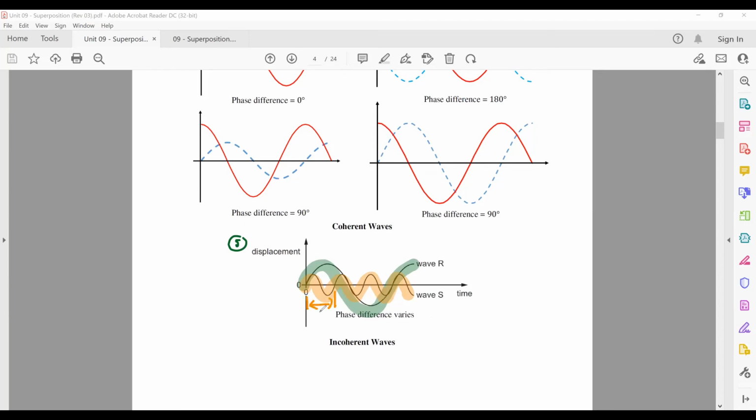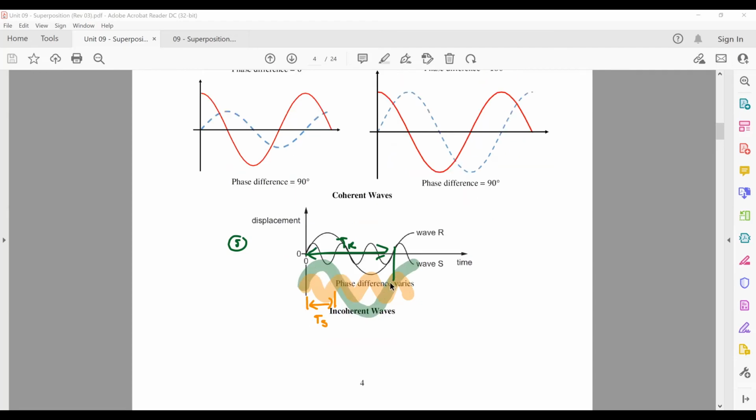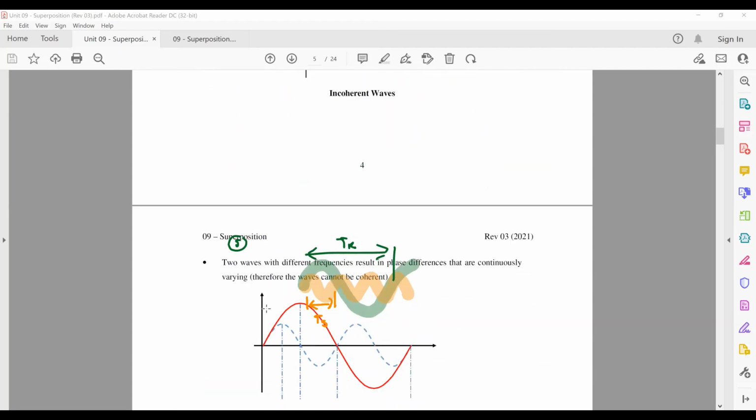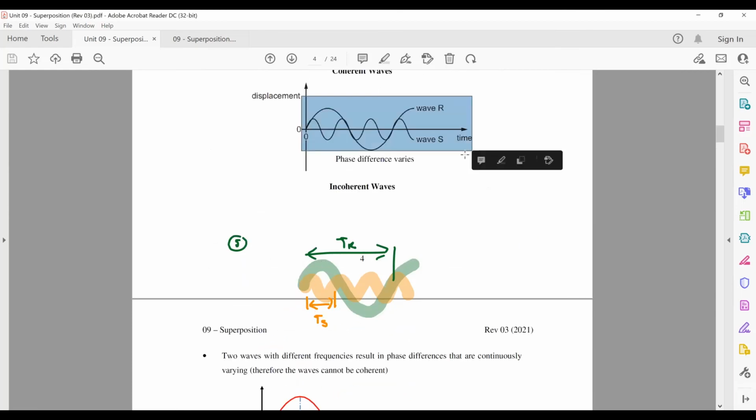Okay, so you can see that clearly they do not have the same period. This one for wave S, this is the period, and then for wave R, this is the period. So you see they have different periods, so obviously they're going to have different frequency. So if they have different period and frequency now, they are not going to be coherent. They're not going to have constant phase difference. So why do I say that? You can look at the next page. The diagram that you see on the next page, on page 5, is actually a blowout of this same diagram.